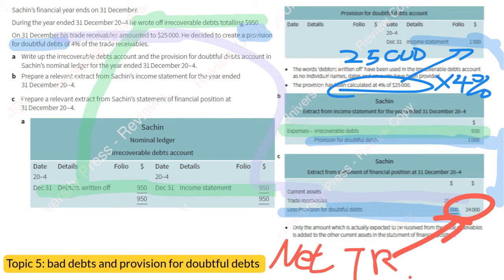After deducting the provision for doubtful debts, you need to give the net trade receivables. So this is the thing that you have to understand in this chapter: the effect of bad debts on the nominal ledger and on the income statement. The second thing, the provision for doubtful debts on the ledger account, on the income statement, and on the statement of financial position. Now the last thing I would like to remind you, for the total amount of trade receivables, you have to put it here. 25000 minus 1000 of provision for doubtful debts, and you need to state explicitly the net trade receivables.